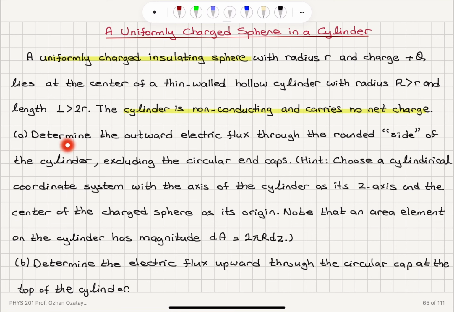Part A, determine the outward electric flux through the rounded side of the cylinder, excluding the circular end caps. Hint, choose a cylindrical coordinate system with the axis of the cylinder as its z-axis and the center of the charged sphere as its origin. Note that an area element on the cylinder has magnitude dA equals 2 pi R dz. Okay, so in this video we will be worrying about this part of the problem.